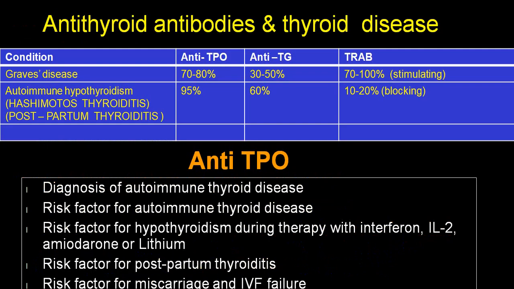So try to estimate those and you will be able to differentiate between Graves' disease and Hashimoto's thyroiditis, because TPO will be strongly positive in Hashimoto's while TRA antibody will be strongly positive in Graves' disease. TG antibody will be more common in Hashimoto's than in Graves' disease. In Graves' disease, TPO antibody will be positive and TRA antibody will be strongly positive, particularly stimulating antibody. While in Hashimoto's, TPO antibody will be positive in almost 95% of people.